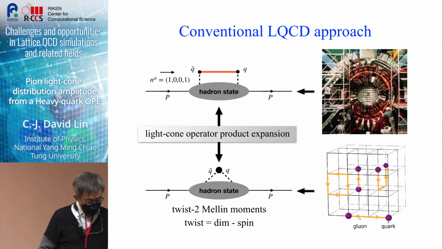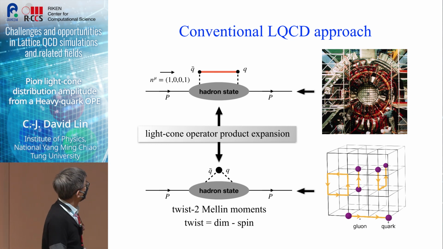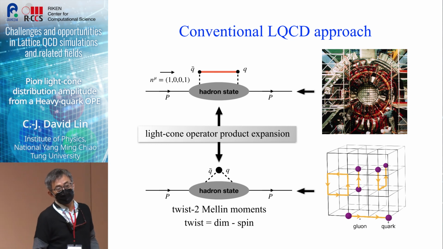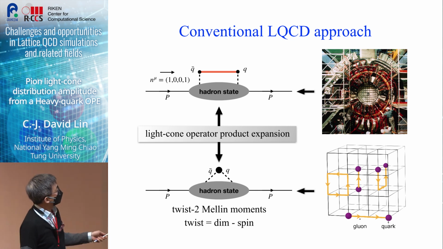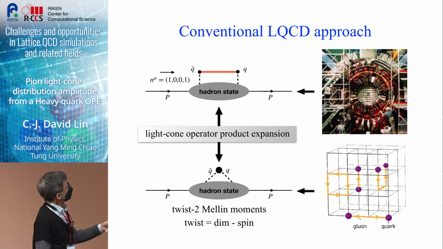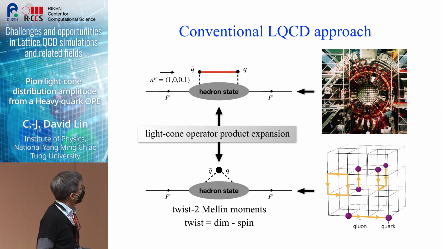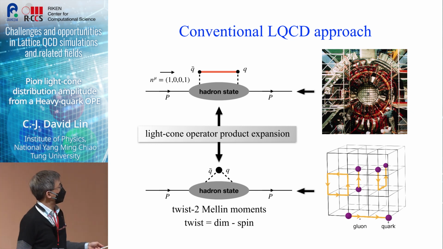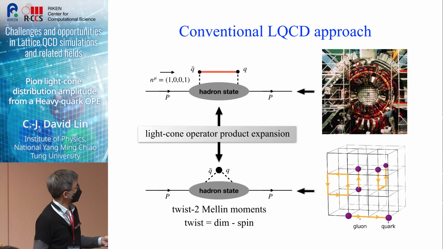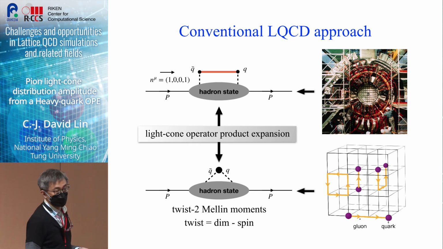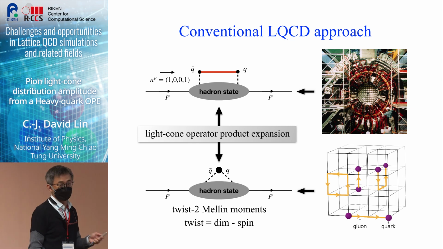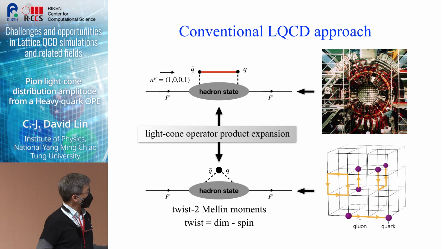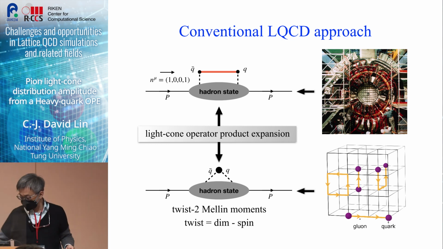Being faced with these kinds of difficulties, traditionally, what was happening on the lattice was that people would just rely on the light-cone operator product expansion, and they would write this light-cone direction Wilson line in terms of a tower of local operators, and keep the twist-2 contributions, and that would just give you the Mellin moments. And the twist is defined as the difference between the dimension and the spin of the operator. So this is what was happening before.